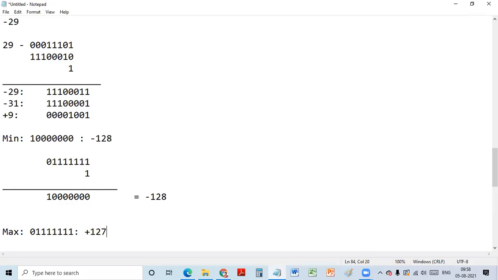Ma'am, can you explain maximum again? For maximum, we will go by positive numbers, right? So this bit should be 0 and remaining all will be 1. I'll be getting the maximum number, 0 plus 127.